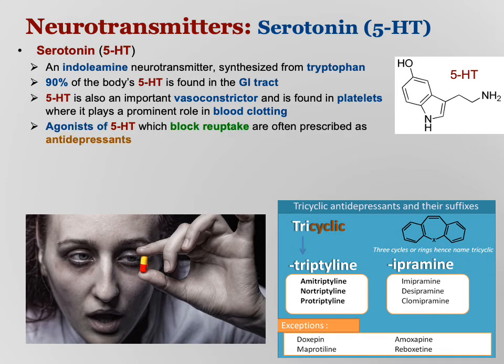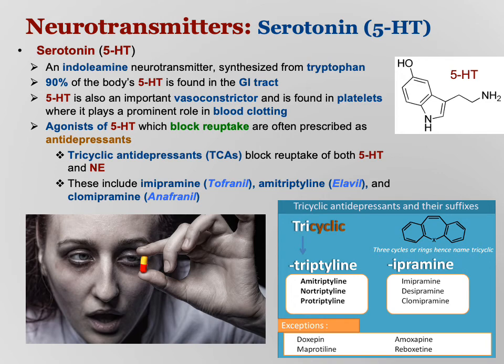So agonists of serotonin, which block reuptake, are often prescribed as antidepressants. These are the old-fashioned ones, the tricyclic antidepressants, the TCAs. They block reuptake of both serotonin and norepinephrine. They include imipramine, Tofranil, amitriptyline, Elavil, and clomipramine, Anafranil. By the way, imipramine, Tofranil, is still known as the gold standard of antidepressants. As far as antidepressant meds go, these old drugs are still really good.